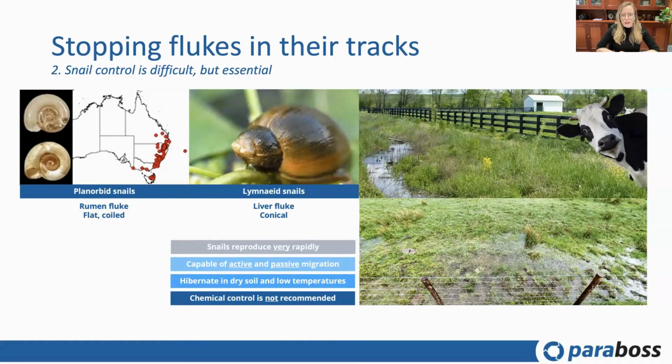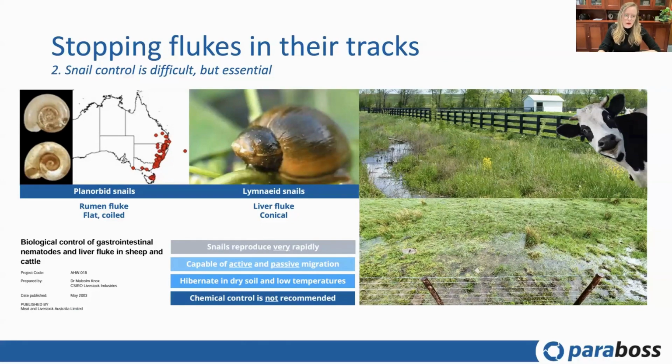Just a quick note on the snails, it's not really worth trying to kill them and stop them. They reproduce very, very quickly. It doesn't take many of them to colonize a region, and they do it very fast. They can actively migrate themselves, either by moving, or they can passively migrate by being trodden through on stock hooves, etc. And as I said, they can survive between seasons. So they're really hard to control. And there actually was an MLA report that advised against this, published in 2003.